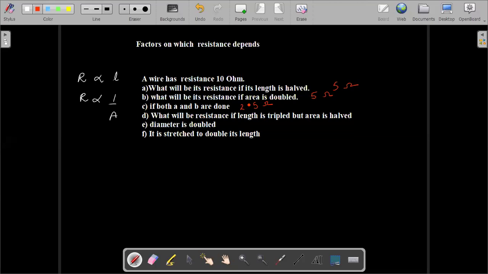So resistance will be triple. Yeah, resistance will be triple for D. No, the resistance will become 6 times. Yes. Okay, it will become 60 ohm. So if the resistance is 10 ohm, it would become 60 ohm. Everyone got the answer for this? Yes, sir.